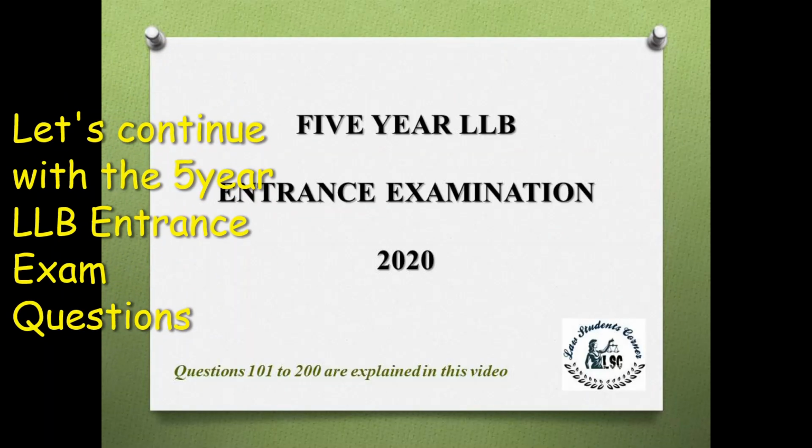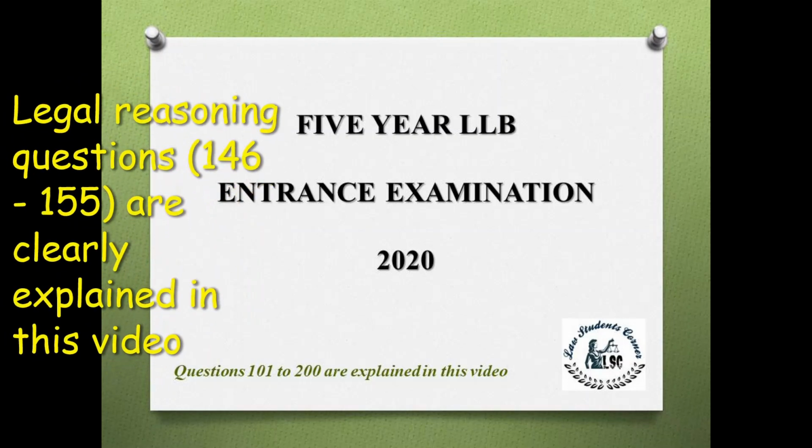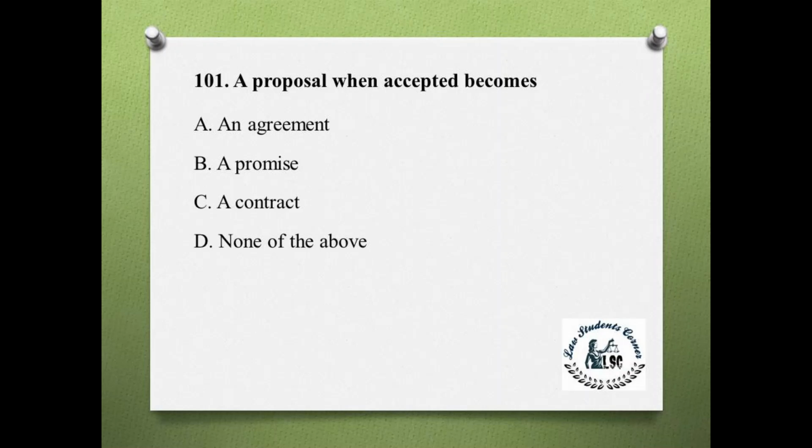5-year LLB entrance examination day ബാക്കി questions നോക്കാം. Question number 101. A proposal when accepted becomes option A an agreement, option B a promise, option C a contract, option D none of the above. Correct answer is option B a promise.